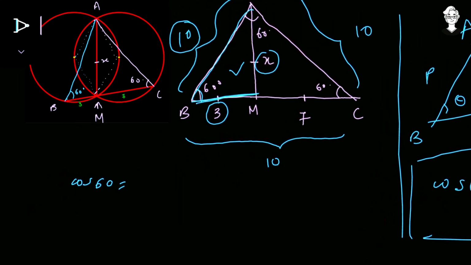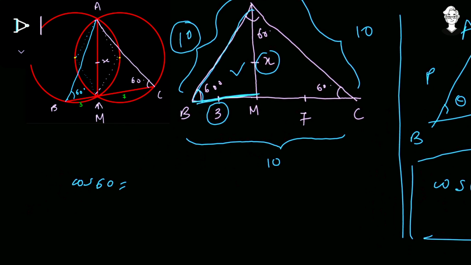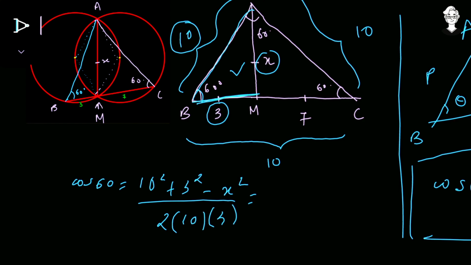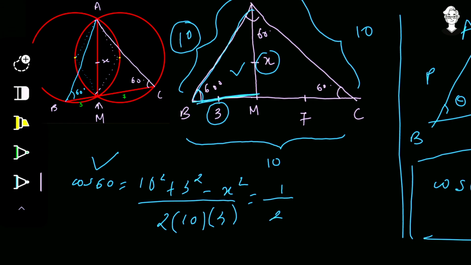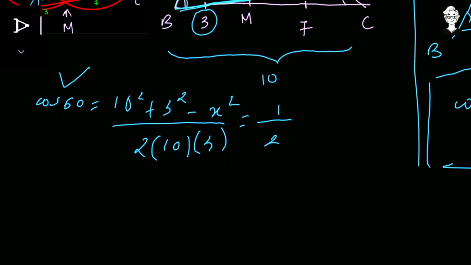So just applying it over here. Instead of theta we have 60 degrees, so cos 60 equals the square of the adjacents added together, so 10 square plus 3 square, minus the opposite square, so minus x square, upon 2 times the product of adjacents, that is 10 into 3. And that is equal to the value of cos 60. Value of cos 60 is 1 by 2, so we can just put it directly over there. Now what we can see is a single equation, and the only variable present is x, so we can just have a nice value for x.